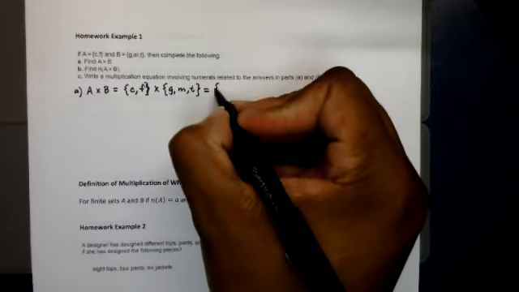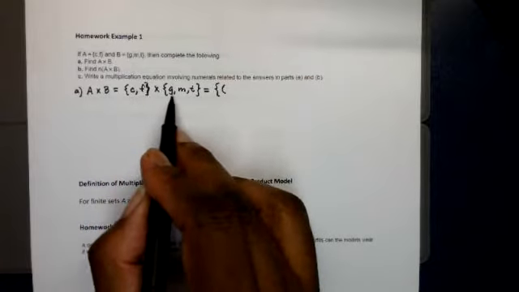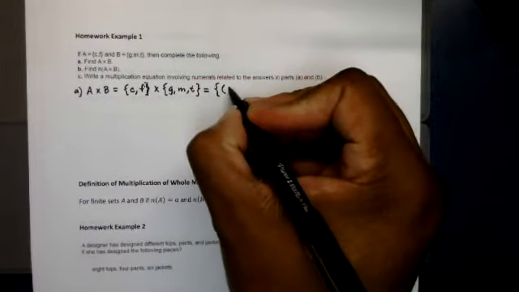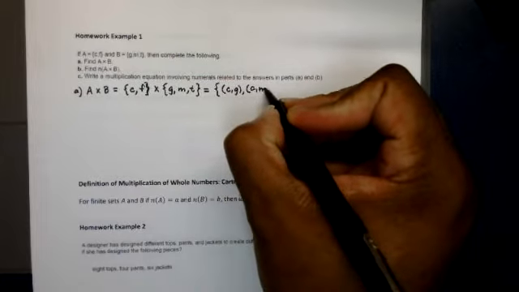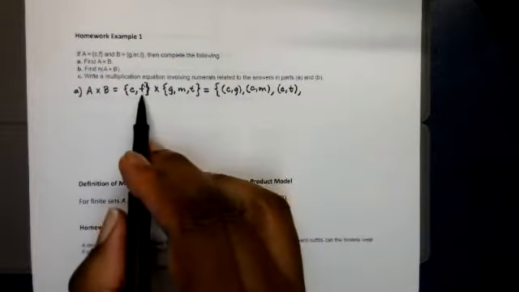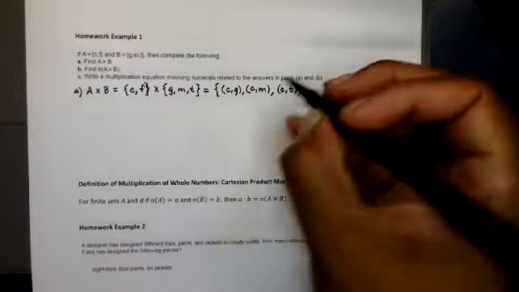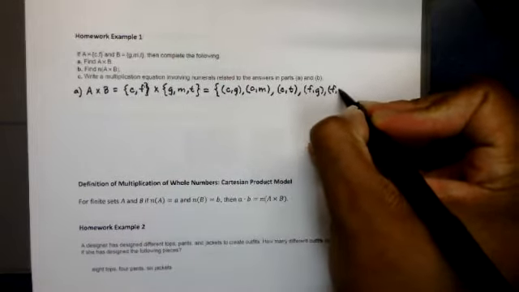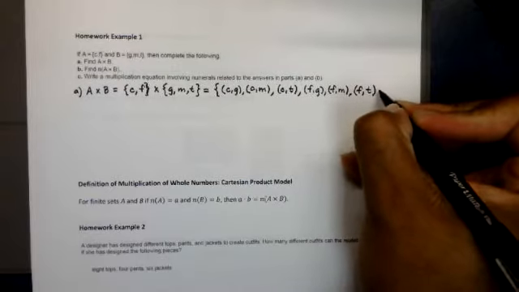And if I want the cross product, if you recall, we take each element of the first set, pair it with each and every element of the second set. So C will be paired with G. C will be paired with M. C will be paired with T. And then we pair the F with each and every element in B. So F will be paired with G. And then F will be paired with M. And F will be paired with T.